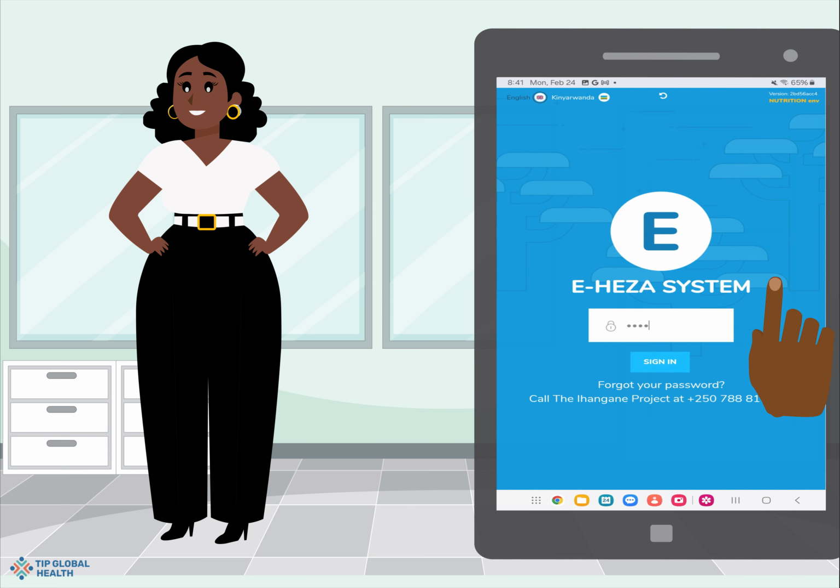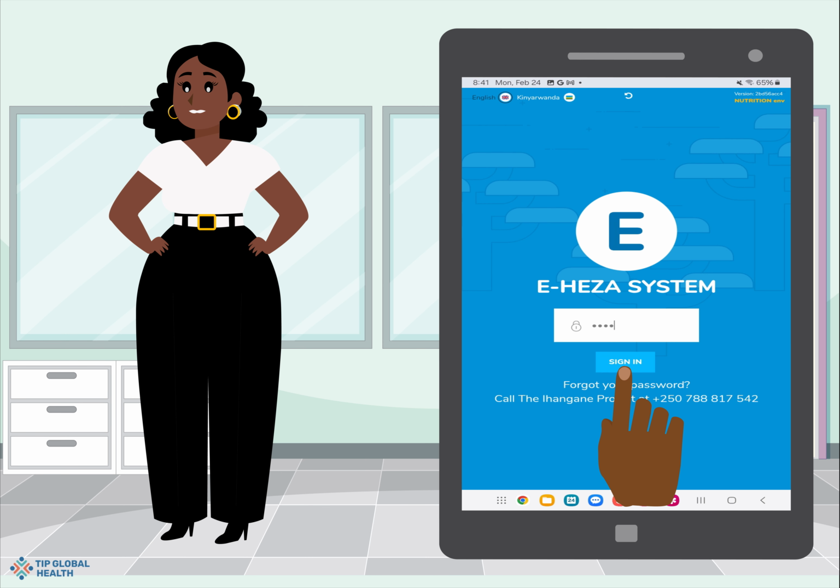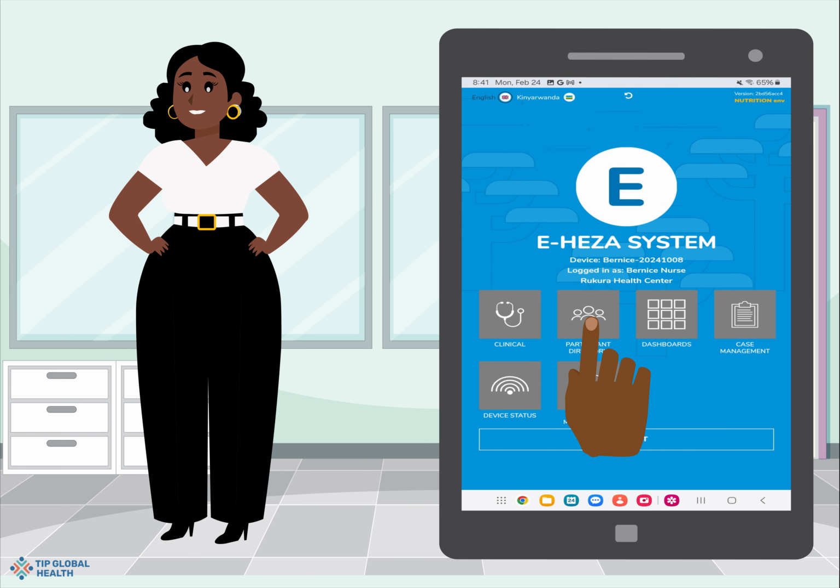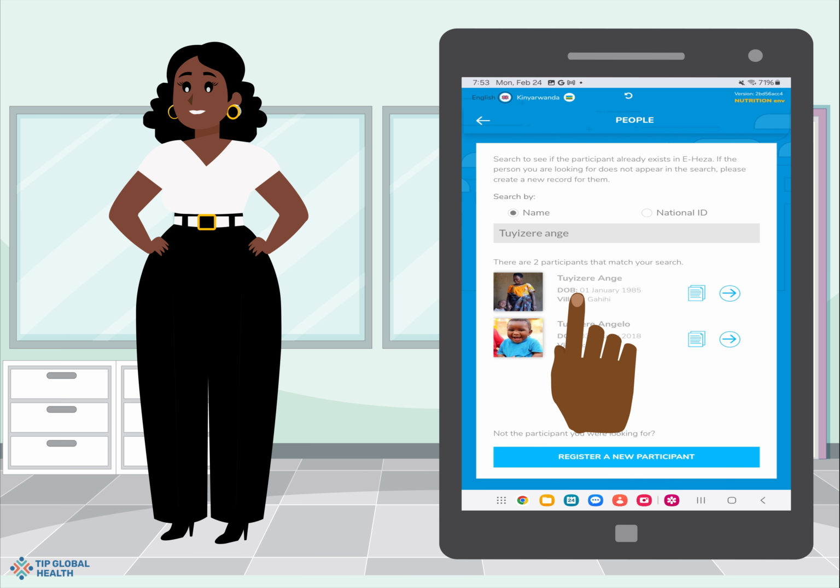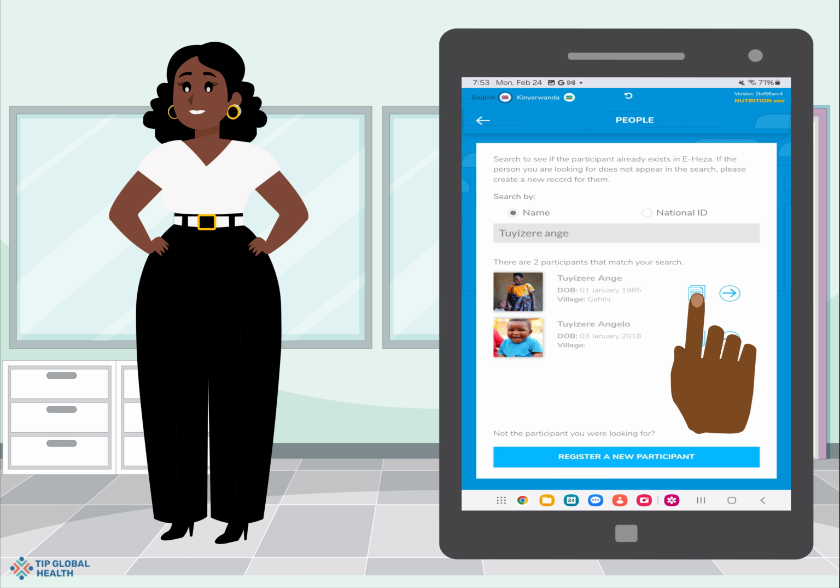To begin, first log into EHAZA and select Patient Directory. Then enter the patient's name and select the Document icon next to their name.